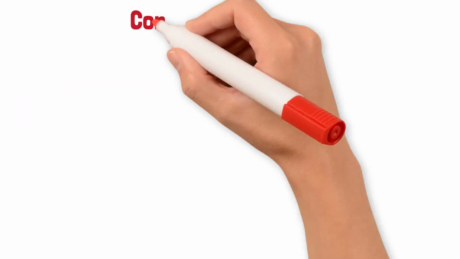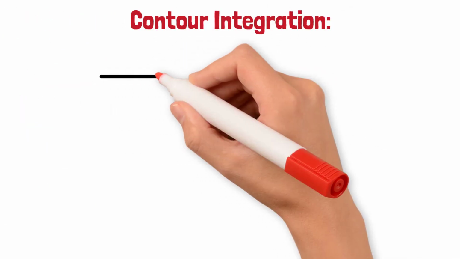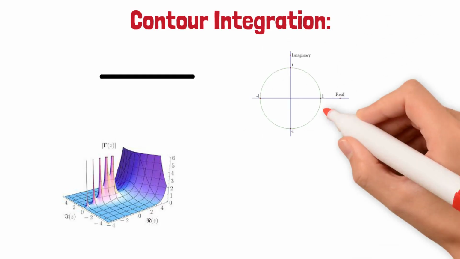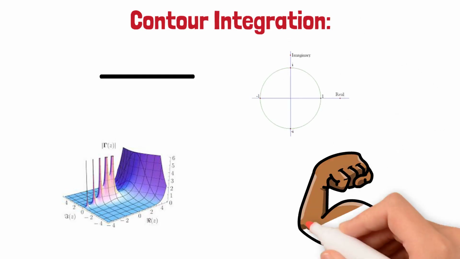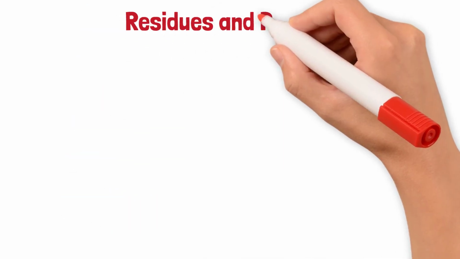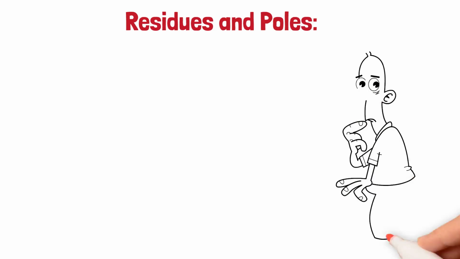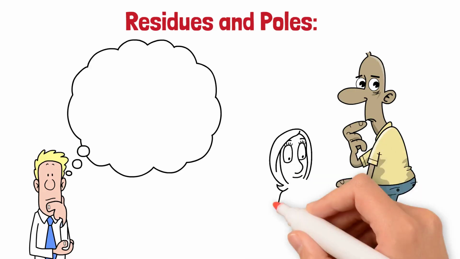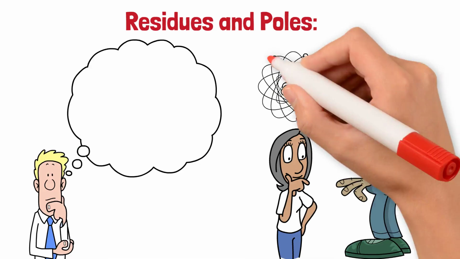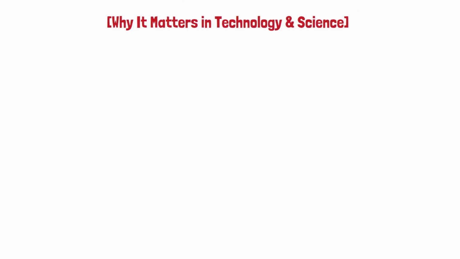Contour integration. Instead of just integrating along a line, complex analysis lets us integrate along curves in the complex plane. This powerful tool makes solving difficult real integrals much easier. Residues and poles. These might sound intimidating, but they're simply ways of understanding where complex functions blow up or have special behaviors. They're crucial in physics and engineering.